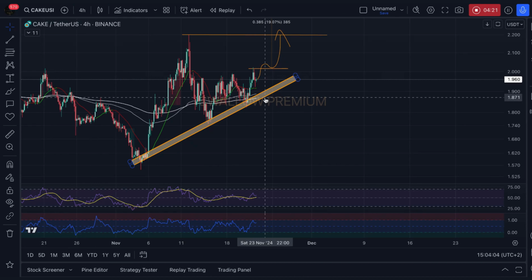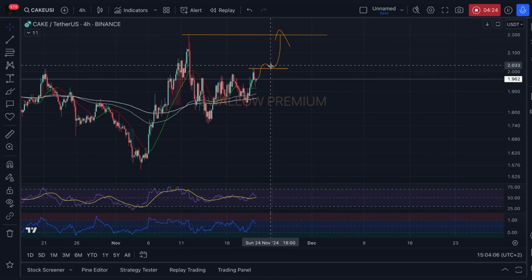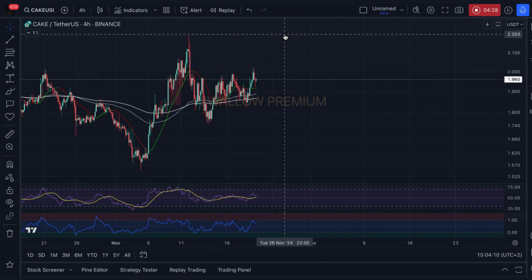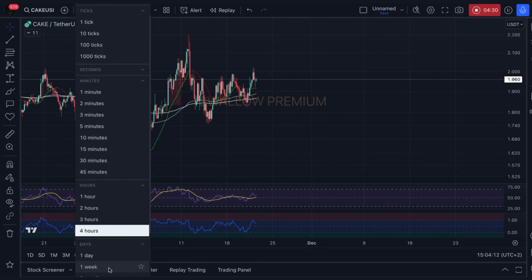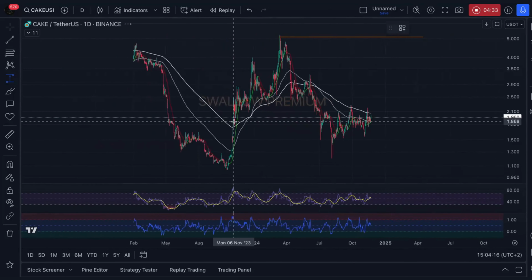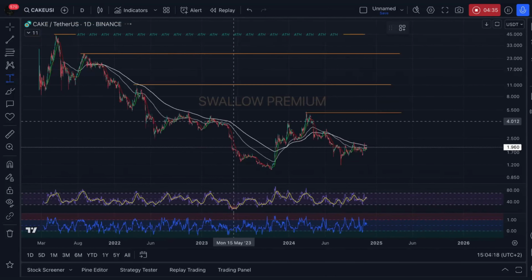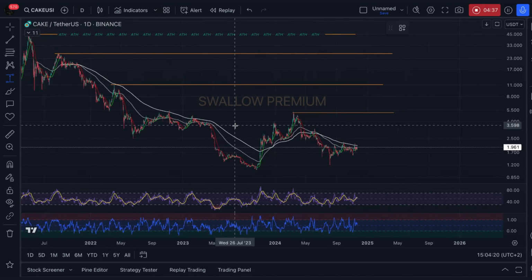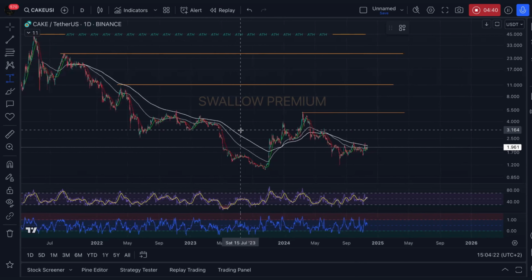And now, before we go on daily time frame, let's move these ones here as well. Now, on a daily time frame, the image looks very good. Basically, let's zoom out nicely here. We are way too far away from all-time highs.